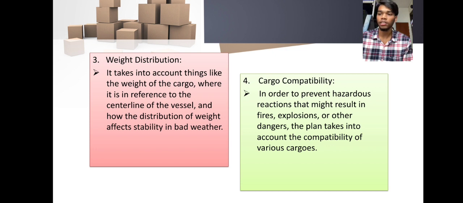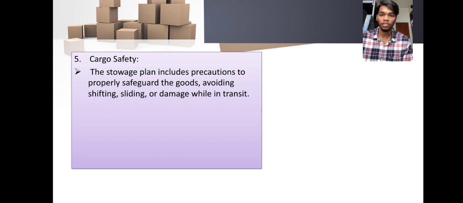For the cargo compatibility, in order to prevent hazardous reactions that might result in fire, explosions or other danger, the plan takes into account the compatibility of various cargoes. For the last one, cargo safety, the storage plan includes precautions to properly safeguard the goods, avoiding shifting, sliding or damage while at sea. So that's all.